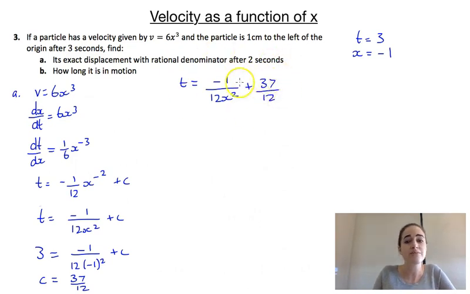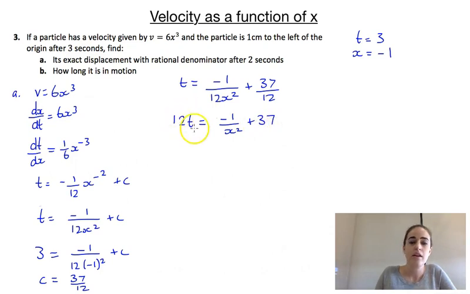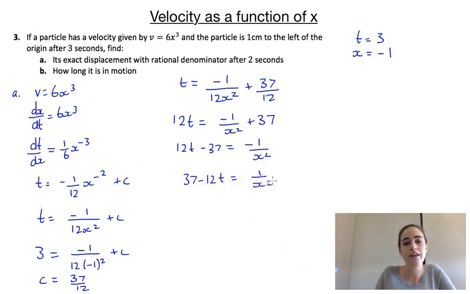Now we want to rearrange this to make x the subject. The first thing I'm going to do is multiply everything by 12 to make it look a little bit neater. So 12t equals minus 1 over x squared plus 37. Now if I minus 37 from both sides, 12t minus 37 is equal to minus 1 on x squared. If I divide by minus 1, that'll give me 37 minus 12t equals 1 on x squared, and then I can just find the reciprocal of both sides. So my x squared would be equal to 1 over 37 minus 12t.